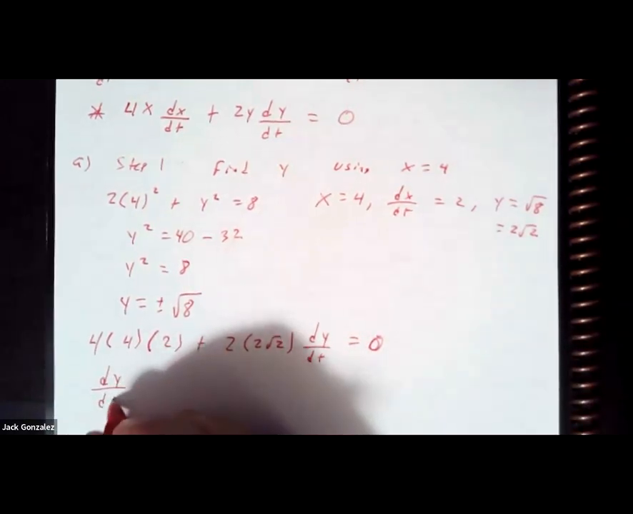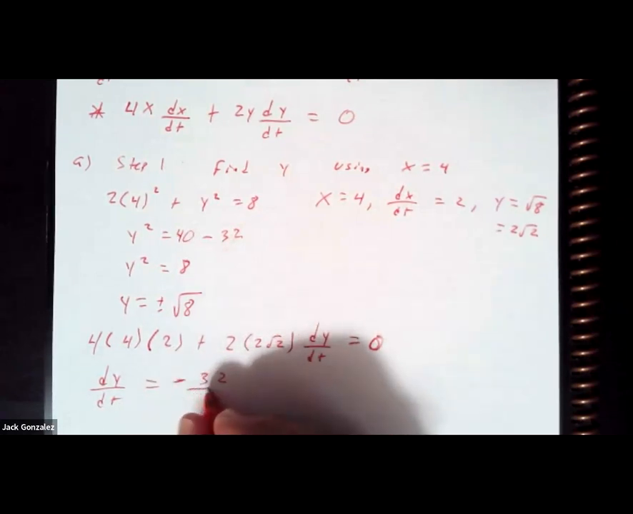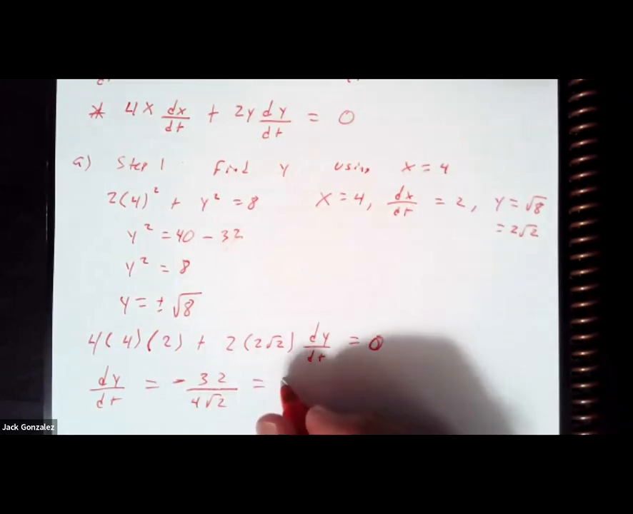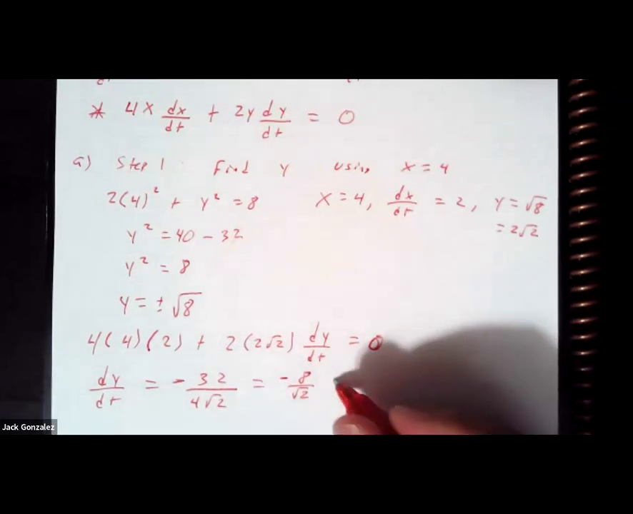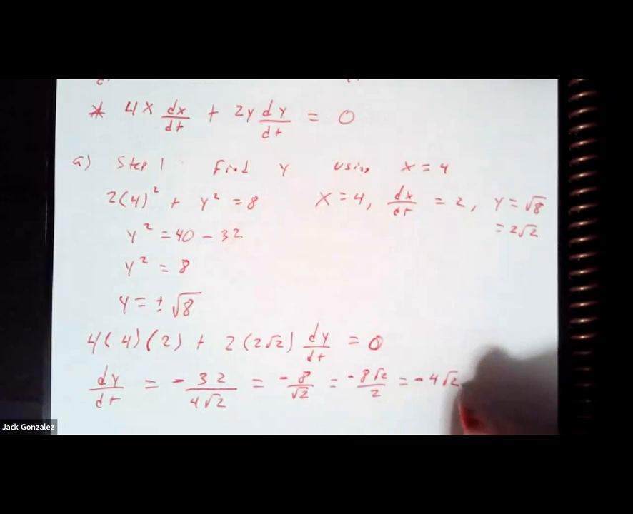I'm out of space here. Do you agree that it would be equal to 4 times 4 is 16 times 2 is 32. So negative 32 over 4 root 2. If you were to rationalize, that would be negative 8 root 2 over 2, which is negative 4 root 2.